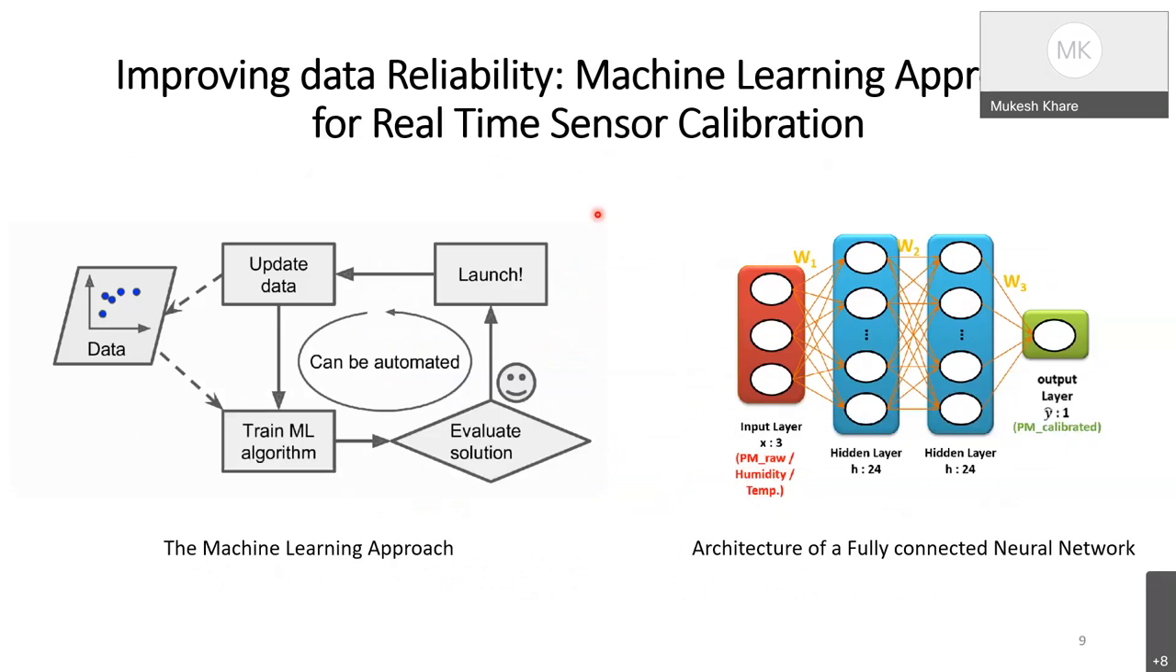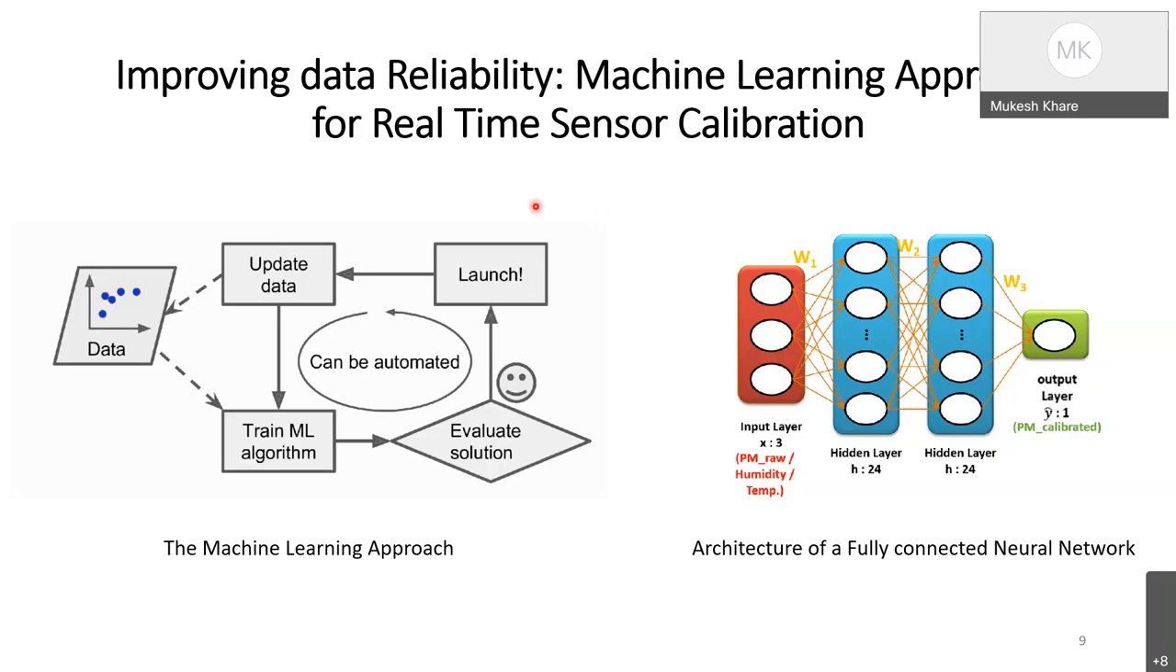Let's say we talk about light scattering sensors. In light scattering sensors, the refractive index depends upon the composition of particles, whether it be carbon or silica. So a calibration factor developed on one kind of dust, for example Arizona dust or soot, might not be relevant in another location. That's why there is a strong need for very reliable data.